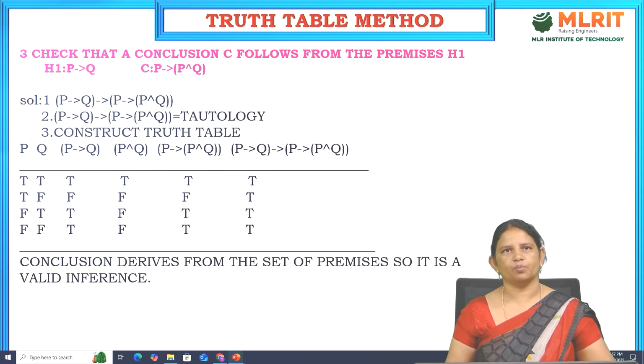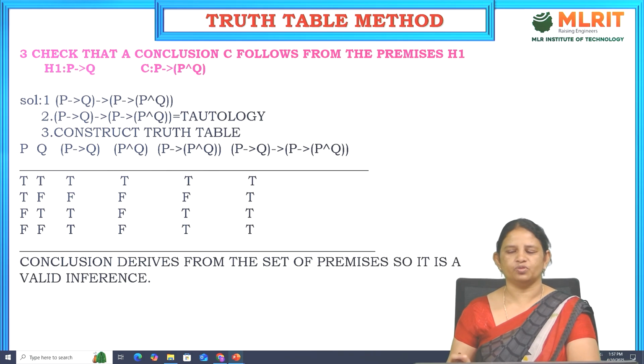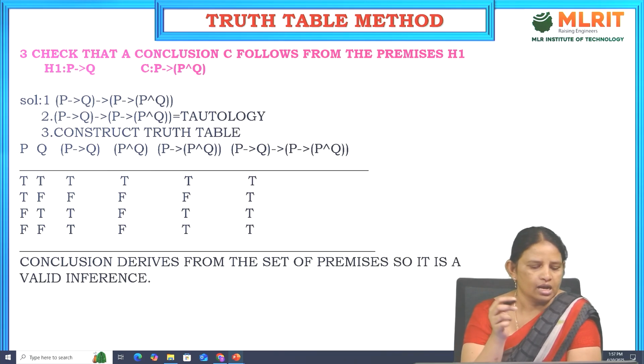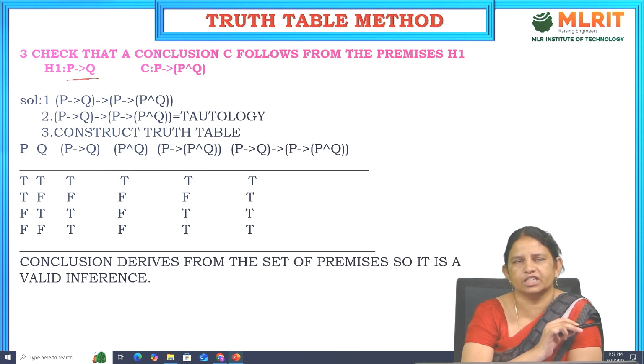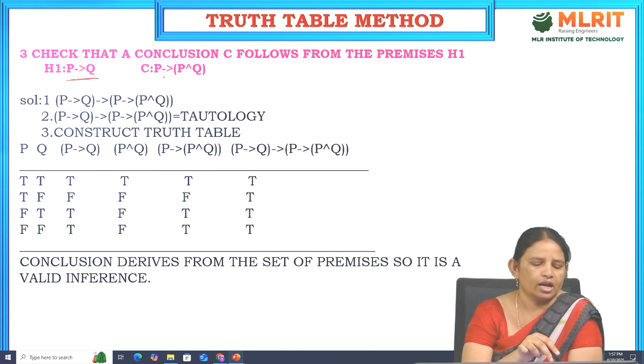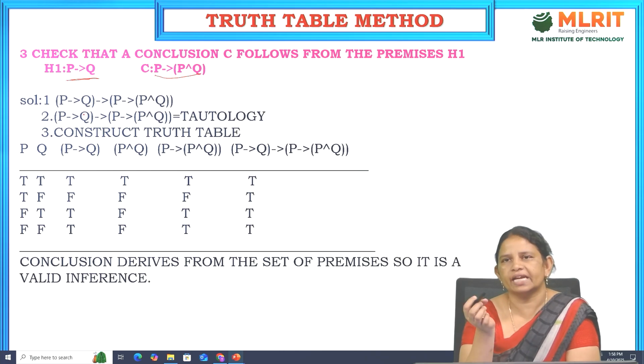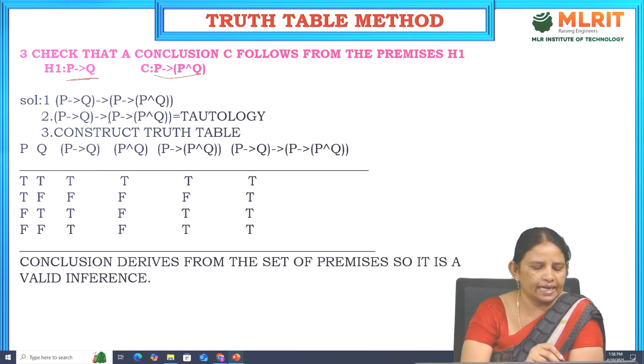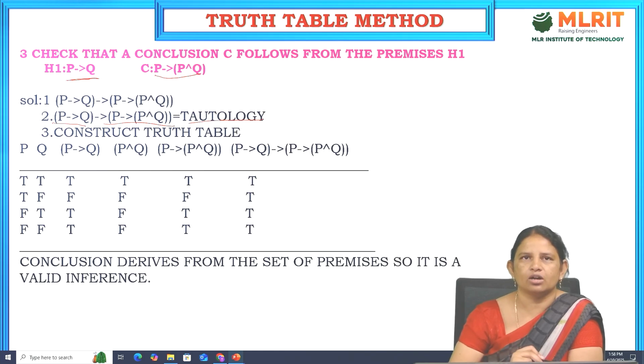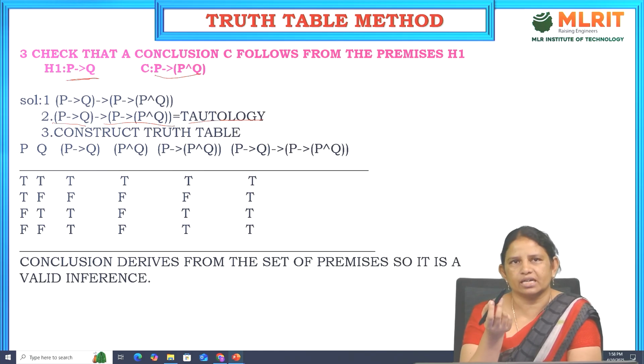Take one more example for better understanding of the rules of inference. Take only one proposition, that is only one premise, H1: P implies Q. And what is the conclusion? P implies P and Q. Here we are not going to take any conjunction of premises because only one premise is present. Take the entire statement P implies Q, and derive the conclusion. We need to show that it is a tautology.